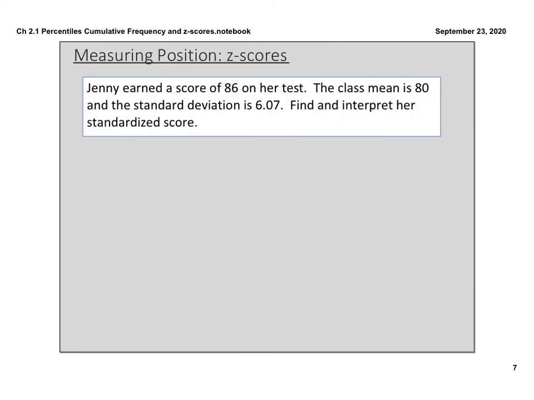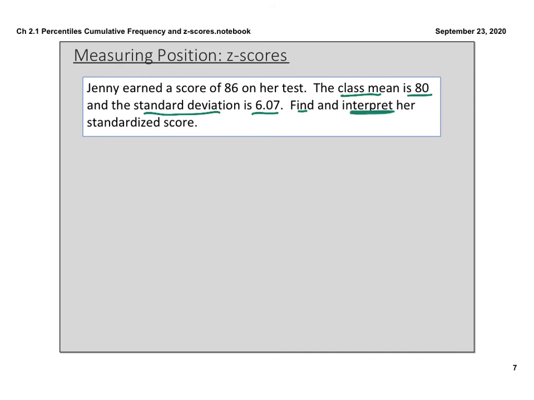So let's take a look at Jenny again. We're going to go back to Jenny and her test score. Jenny earned a score of 86 on her test. The class mean is 80, and the standard deviation is 6.07. Find and interpret her standardized score.